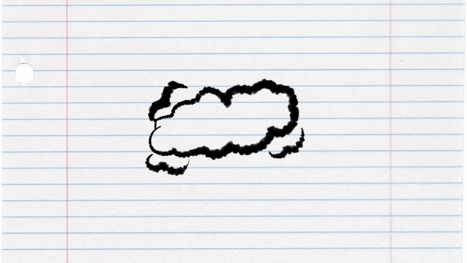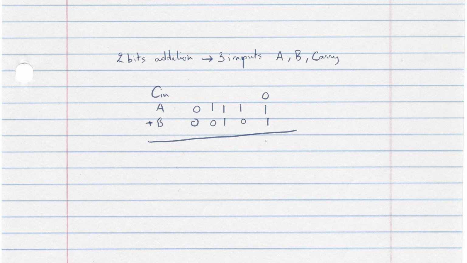So now if we want to do a 2-bit addition, we actually have 3 inputs. We have A, we have B, and we have the carry in. So let's take an example. The first carry in will be 0, and let's add those two numbers. So we do a regular addition: 1 plus 1, 2, 1 plus 1, 2, 1 plus 1 plus 1, 3, 1 plus 1, 2, and 1.